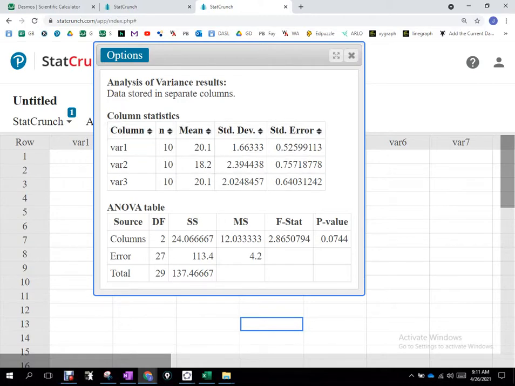There is a 10.4 assignment. My hope is that you use StatCrunch or Excel and GeoGebra to complete that.